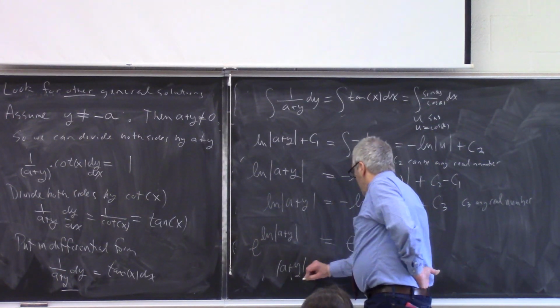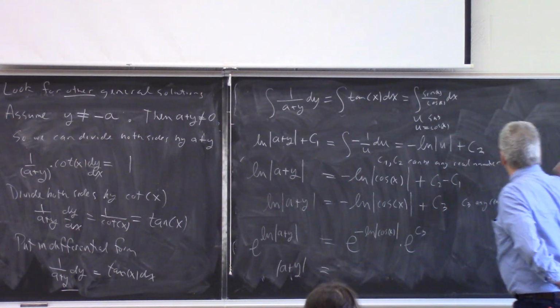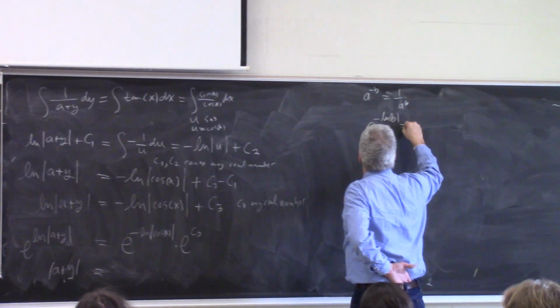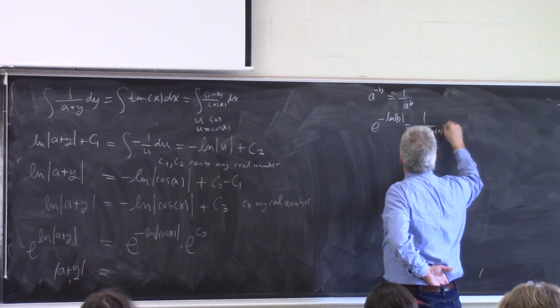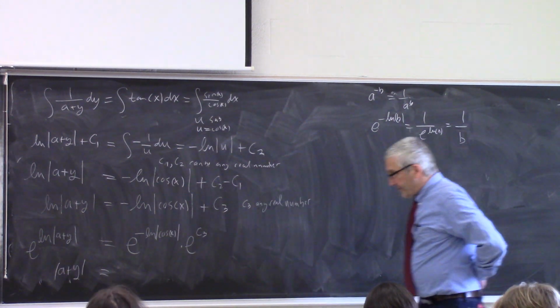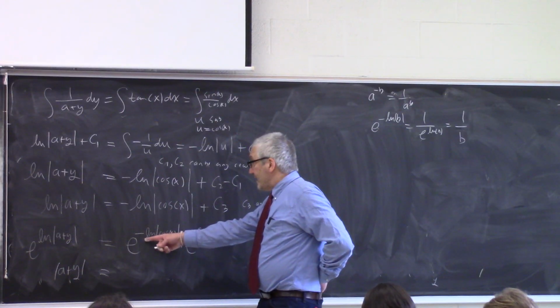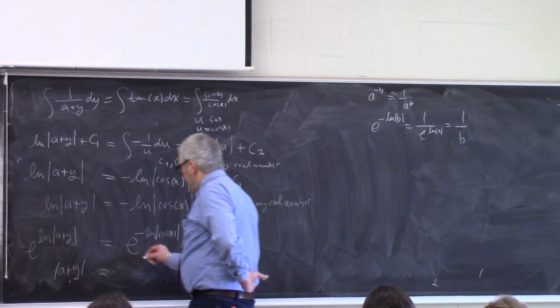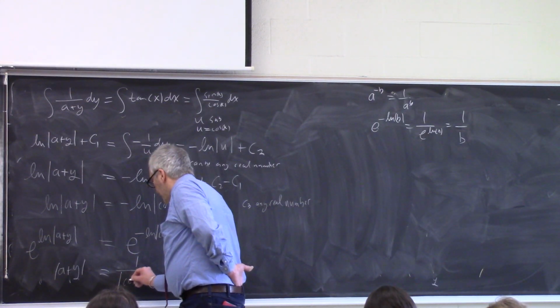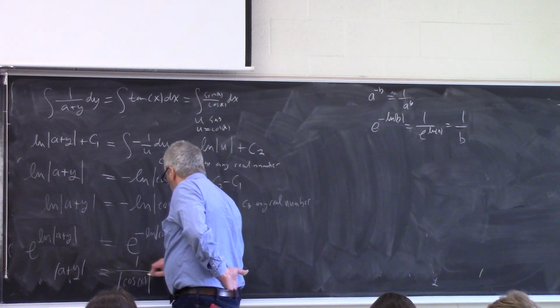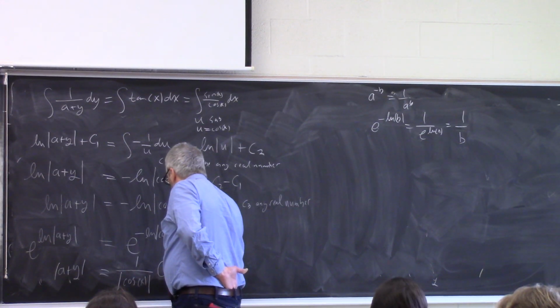equals, now when I take e, remember that a to the minus b is the same as 1 over a to the b. So e to the minus ln of b is going to be 1 over e to the ln of b. So that's going to be 1 over b. So on the left side, when I take e to the ln of this stuff, I just get that stuff. Over here, though, I've got e to the minus ln of that stuff. So what I get is 1 over absolute value of cos x times e to the C3. Oh, and I'm going to say here C times C4.